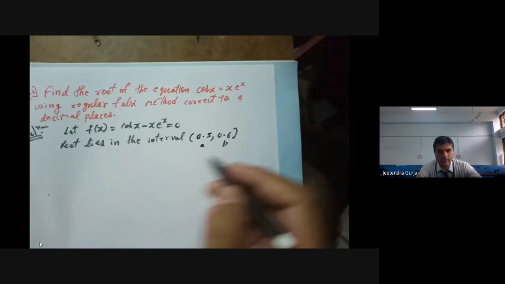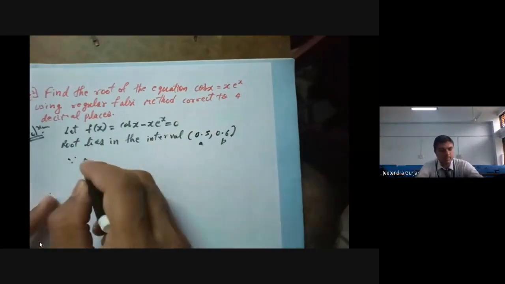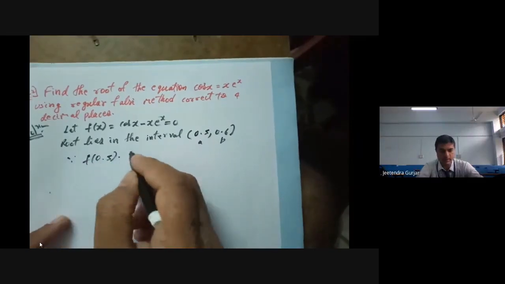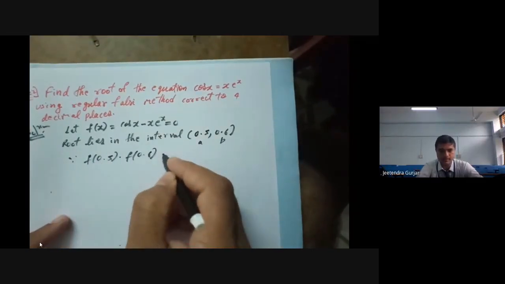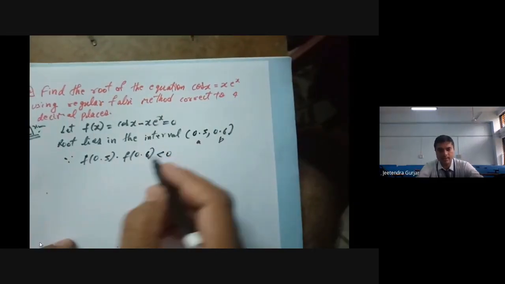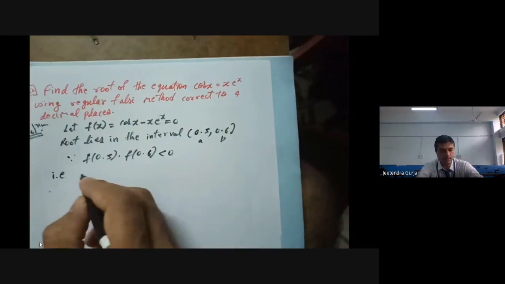Is it clear now? So I think now you are understanding how to take A and B without wasting your time. Go for the next step. What will be that? It says that from the theorem, 0.5 into 0.6 must always, this step is very important, be less than 0. When it is less than 0, then we have to find the root.